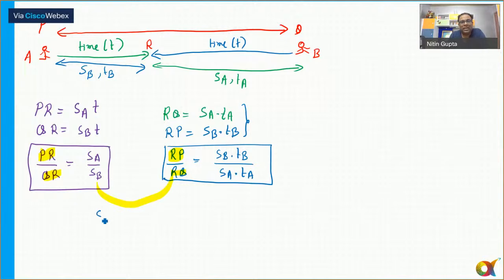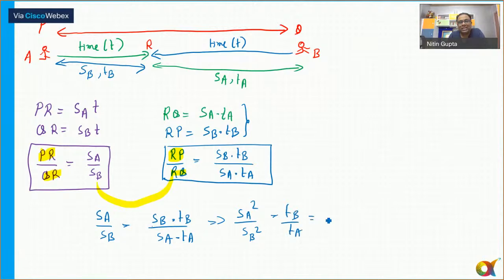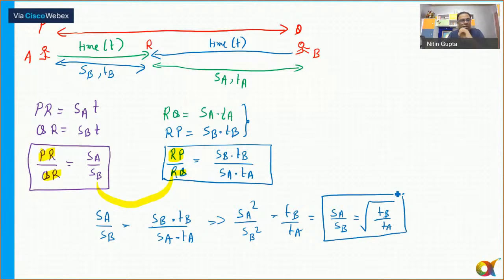So what will I get here? SA upon SB is equal to SB into TB upon SA into time taken by A. So this implies SA square upon SB square is equal to TB upon TA. And that gives SA upon SB equal to the root of time taken by B upon time taken by A. So that's a very, very important result.